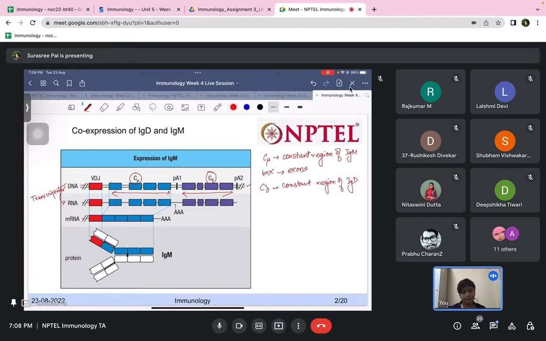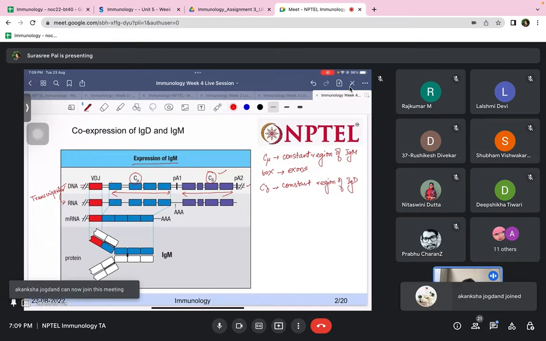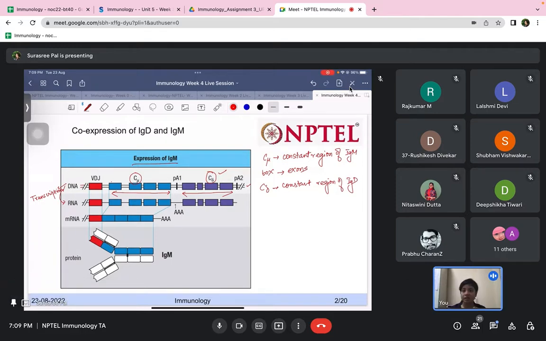And then what happens: if IgM has to be expressed, then the C delta regions will be spliced out, and if IgD has to be expressed, then the constant regions for IgM are spliced out. How is this happening? See here, this is the expression of IgM. If IgM has to be expressed, then the constant region of IgM has to be there in the mRNA.